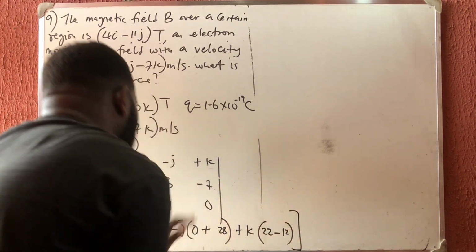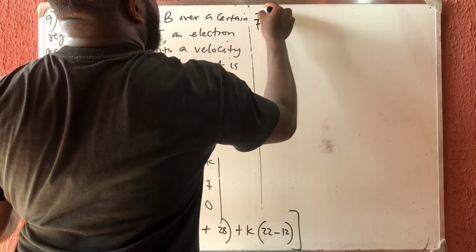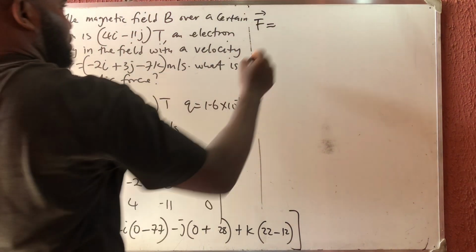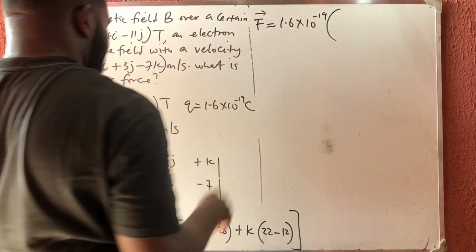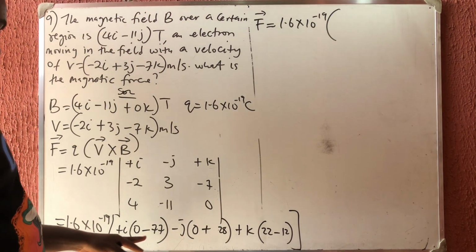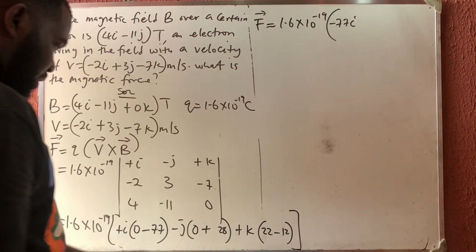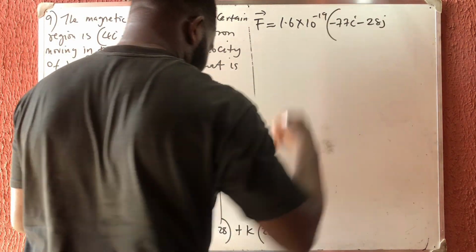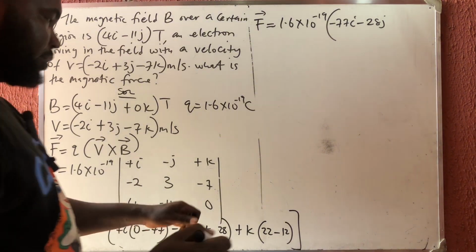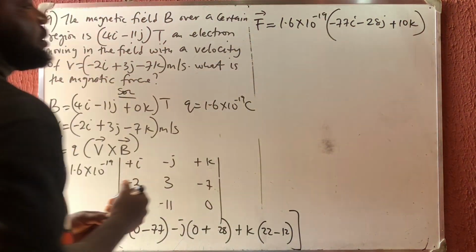So I have that. So my final answer is now, my F is equal to what? You know, F is a vector quantity. So I'm going to have 1.6 times 10 raised to power minus 19 in bracket of, what do I have? This is minus 77i. This one is giving me minus 28j. This one is giving me plus 10k. So that is that for that.